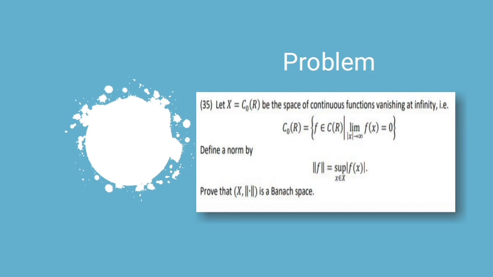So the problem is: let X be equal to C0(R), the space of continuous functions vanishing at infinity, where C0(R) is the set of f such that the limit as the absolute value of x approaches infinity of f(x) is equal to 0. We define a norm by norm f is equal to the supremum of the absolute value of f(x). We want to prove that the pair of the norm with the space is a Banach space.